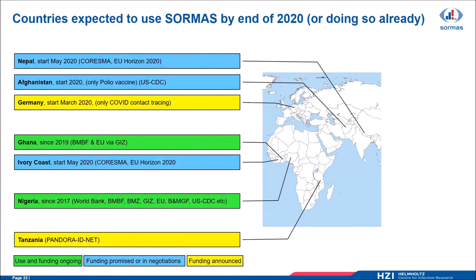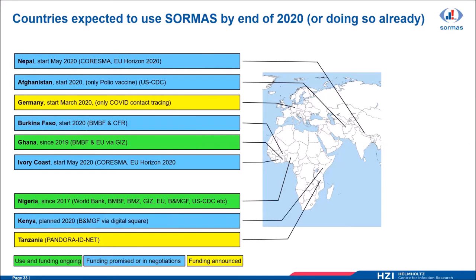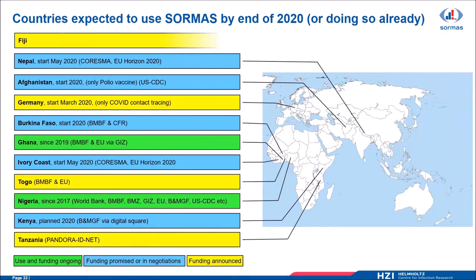This is the plan. In Ivory Coast and in Nepal, it started in May. And then Burkina Faso also is about to start. They're making preparations for that. Kenya also has been planned, and also Togo. Recently, we were able to just set up SORMAS in Fiji. They're using it right now.